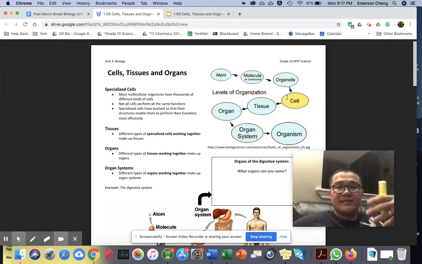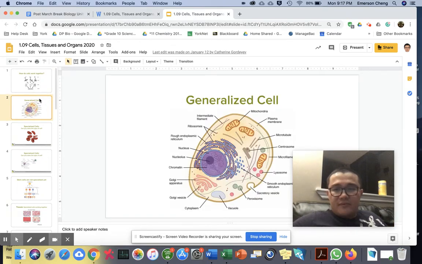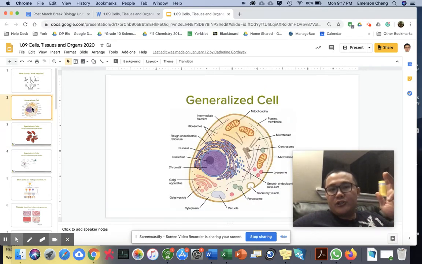There's usually the same kind of thing in the cell, and you see the same kind of thing in tissue, and the same kind of thing in the organ system. I'm going to clarify that a little bit later on, but let's go with the slide first. Now we've learned about the generalized cell. You learned a generalized plant cell and a generalized animal cell. Now we are going to look at specialized cells.